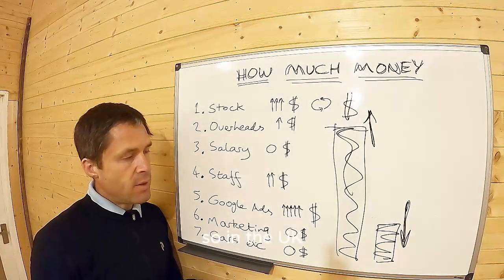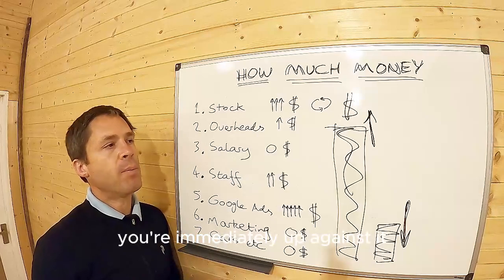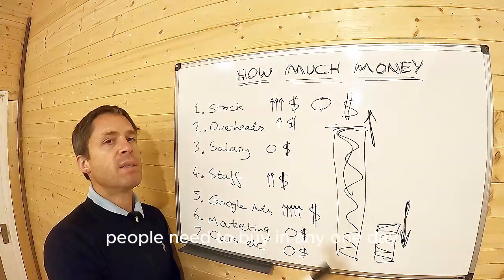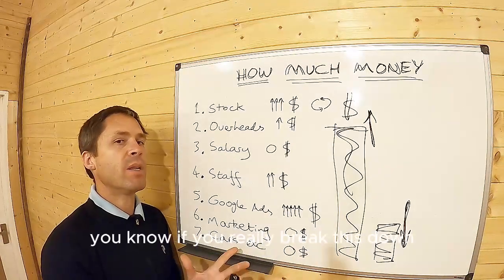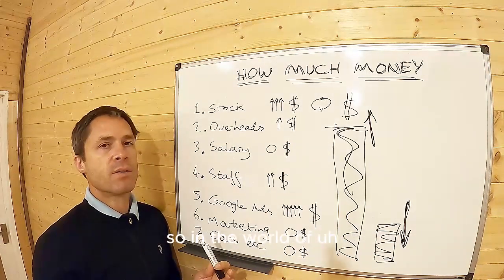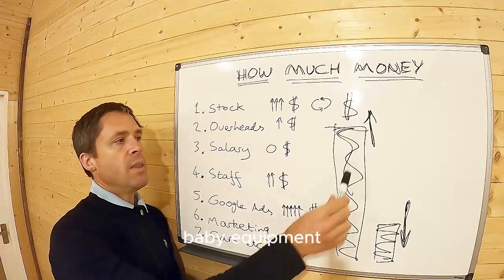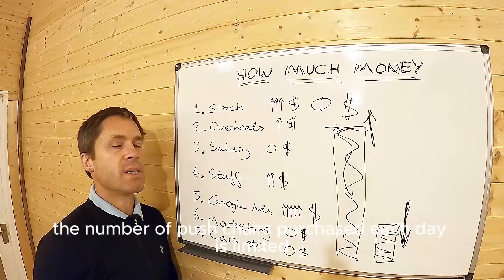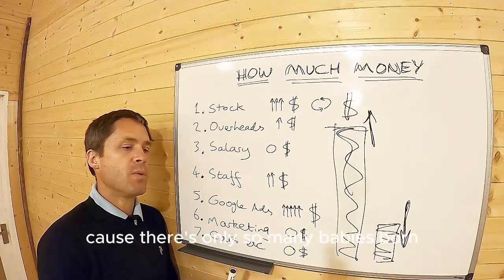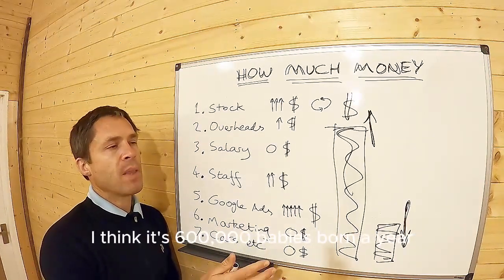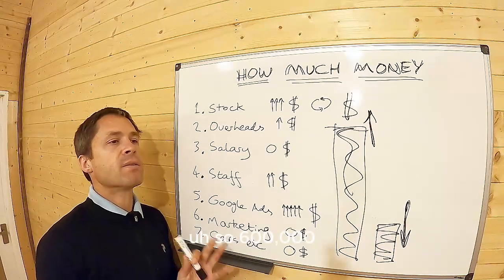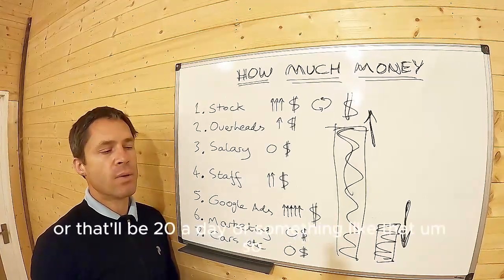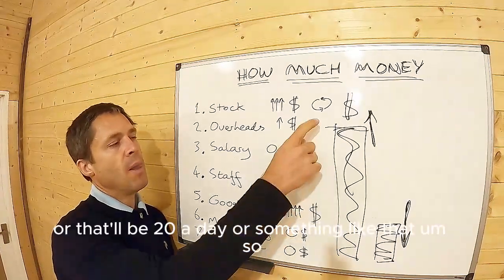So in the UK, you're immediately up against it because there's only so much of your product people need to buy in any one day. You know, if you really break this down. So in the world of baby equipment, the number of pushchairs purchased each day is limited because there's only so many babies born. I think it's 600,000 babies born a year. So 600,000, let's say, pushchairs. So that'll be 2 or that'll be 20 a day or something like that.